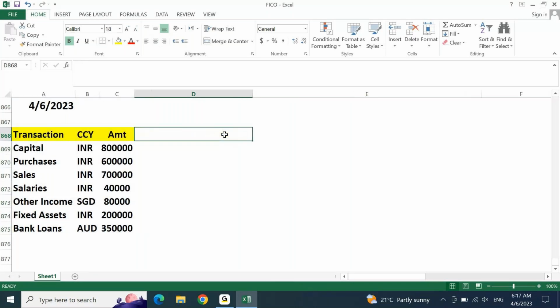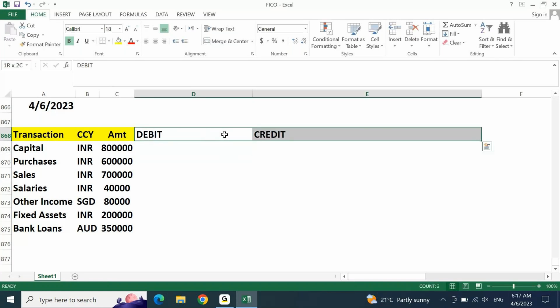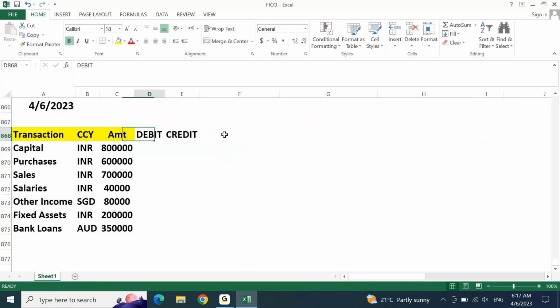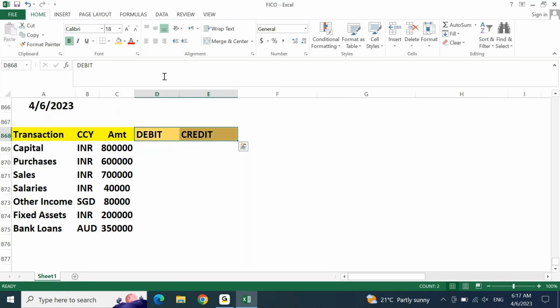Now, the next thing is to write the accounting entry for this. You will have to put a debit, you will have to put a credit. What is the accounting entry that we are going to write for capital? What will be debit? What will be credit? Let us assume everything is a cash transaction. Debit will be cash, credit will be capital.